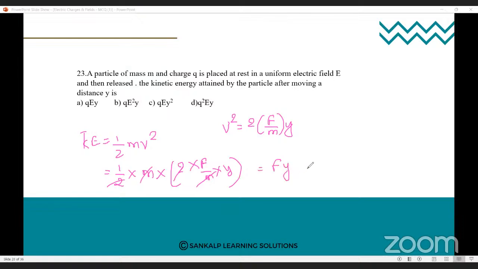y is the distance. According to electric field definition, electric field is equal to force per unit charge. Therefore, force is equal to electric field into charge. So F I can substitute as E Q into Y. So therefore, option A.